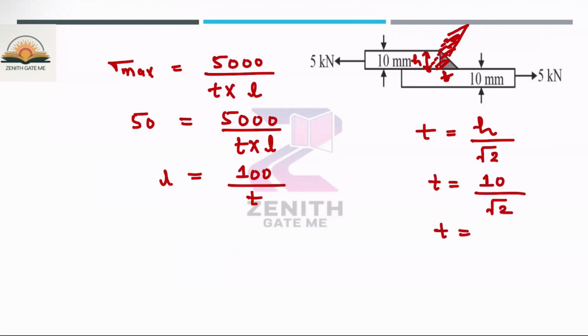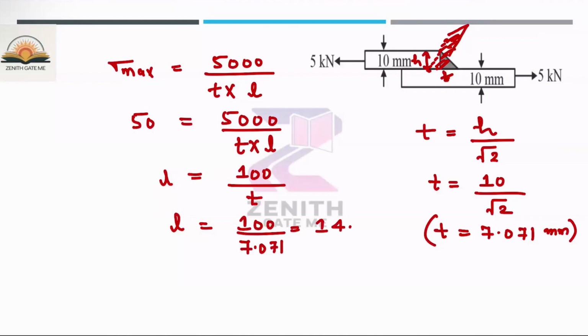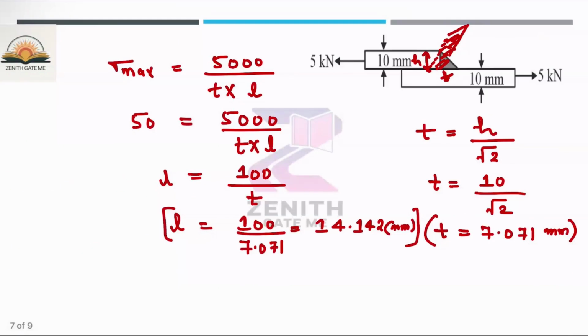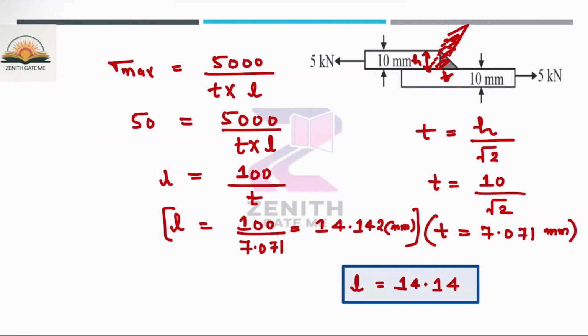So once you calculate, this value will be approximately 7.071 millimeter. So you just put this value, then you will get the answer for minimum length of weld. So if you solve 100 divided by 7.071, then you will get 14.142 mm. Okay. So this is the minimum length of weld required so that the weld doesn't fail. So the correct answer for this question is 14.14. Okay, you have to round off to 2 decimal places. So this is the correct answer.